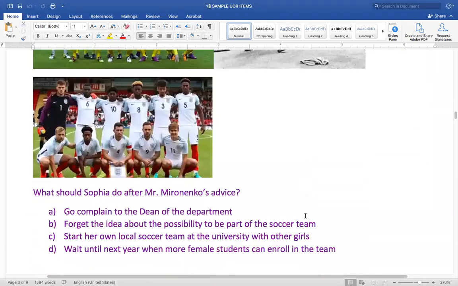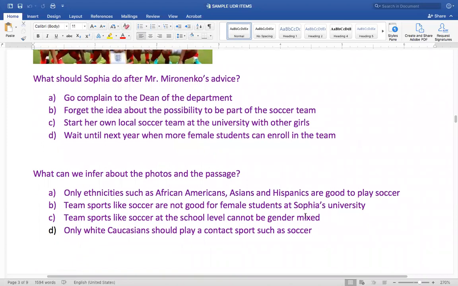So let's look at a couple of test questions here. What should Sofia do after Mr. Mironenko's advice? A, go complain to the dean of the department; forget the idea about the possibility of being part of the soccer team; start her own local soccer team at the university with other girls; wait until next year when more female students can enroll in the team. So you can see that none of these choices are even fair, right? I mean, they don't fit.